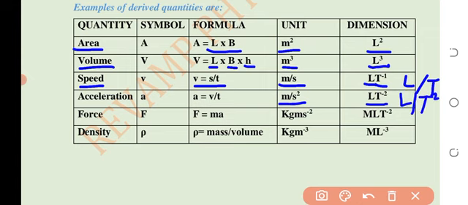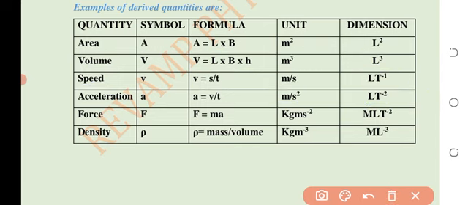Moving away from that, we have force, which is equal to mass multiplied by acceleration. Our mass is measured in kilogram, and acceleration is measured in meter per second squared. So anything measured in kilogram has the dimension capital letter M, while acceleration is LT raised to power minus 2. That is why our force is MLT raised to power minus 2.